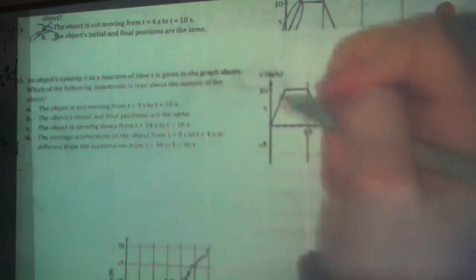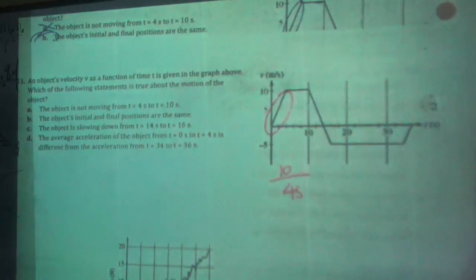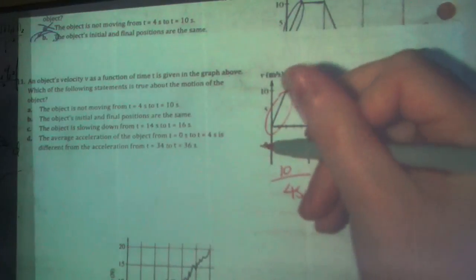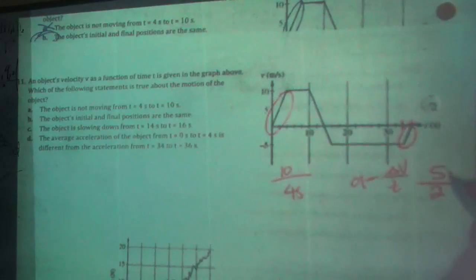We had just said that this would be 10 over the 4 seconds it takes, and we're comparing it to the acceleration from 34 to 36 seconds, which is these 2 seconds right here. Again, velocity over time to calculate this acceleration. This changes velocity from -5 to 0. So that means it gained 5 meters per second, or plus 5, in the 2 seconds, 34 to 36. So this is meters per second.